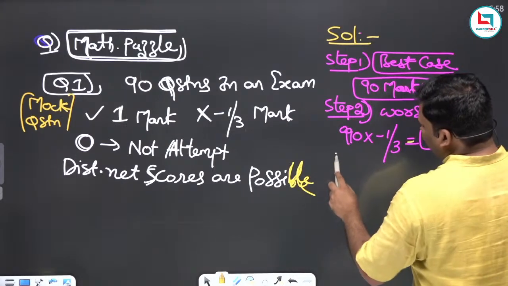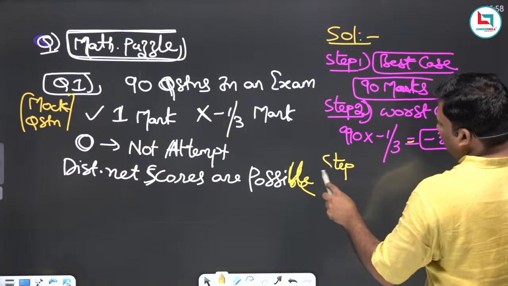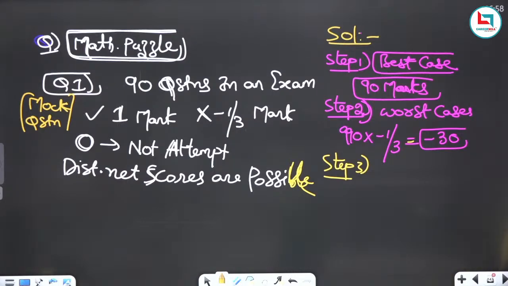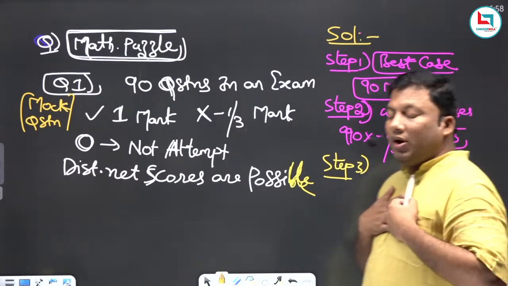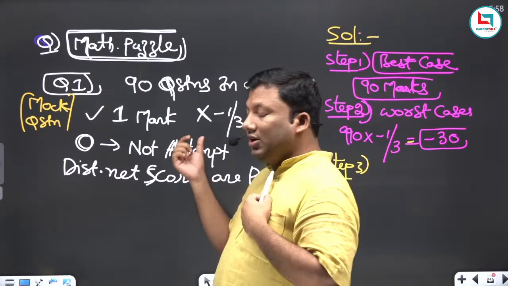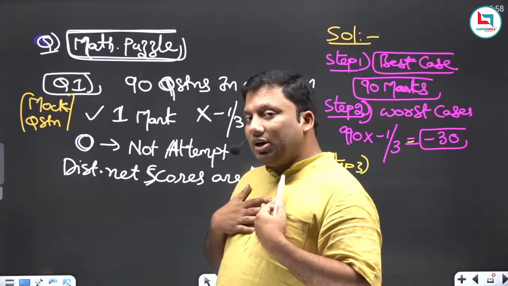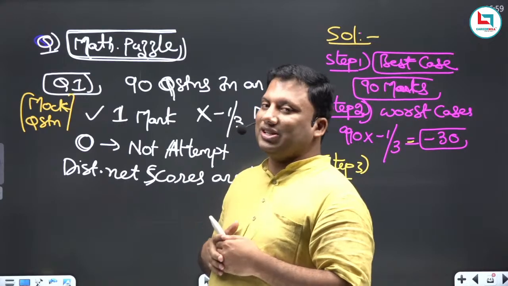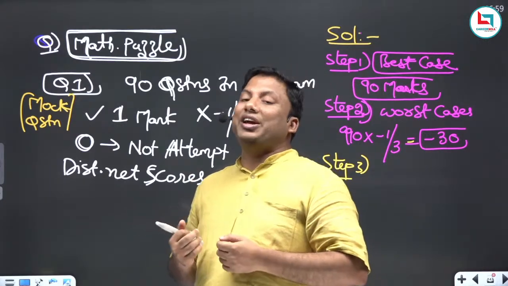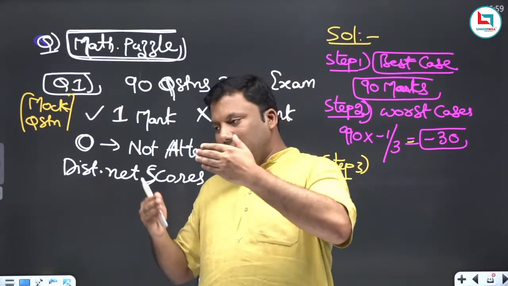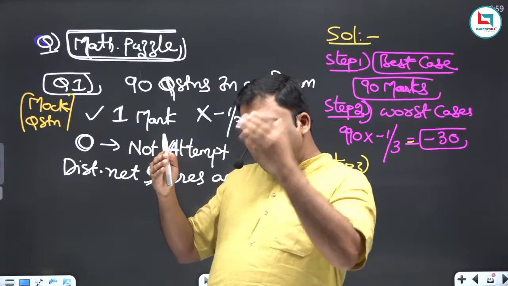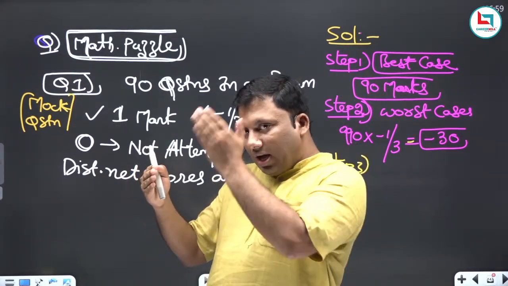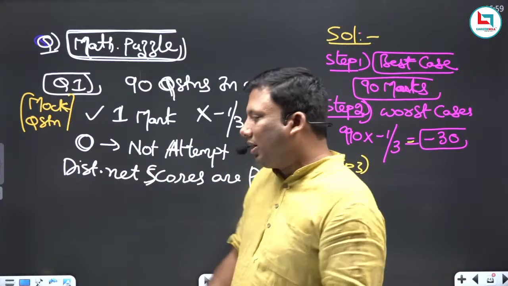Step number 3. Listen carefully. I made 1 question mistake, how much will I lose? 1 by 3. I made 2 questions mistake, I will lose 2 by 3. I made 3 questions mistake, I will lose 3 into minus 1 by 3. That means minus 1 by 3, minus 2 by 3, minus 3 by 3, minus 4 by 3. Observe this pattern. They are in arithmetic progression.